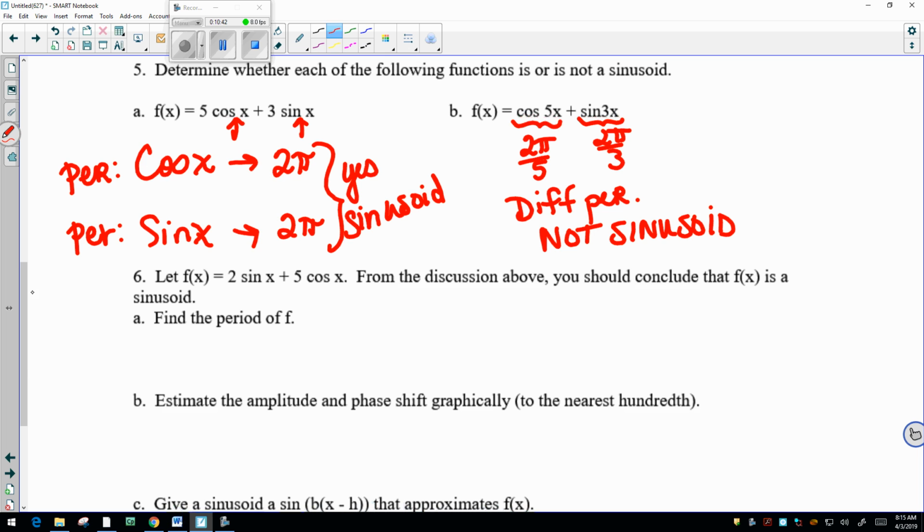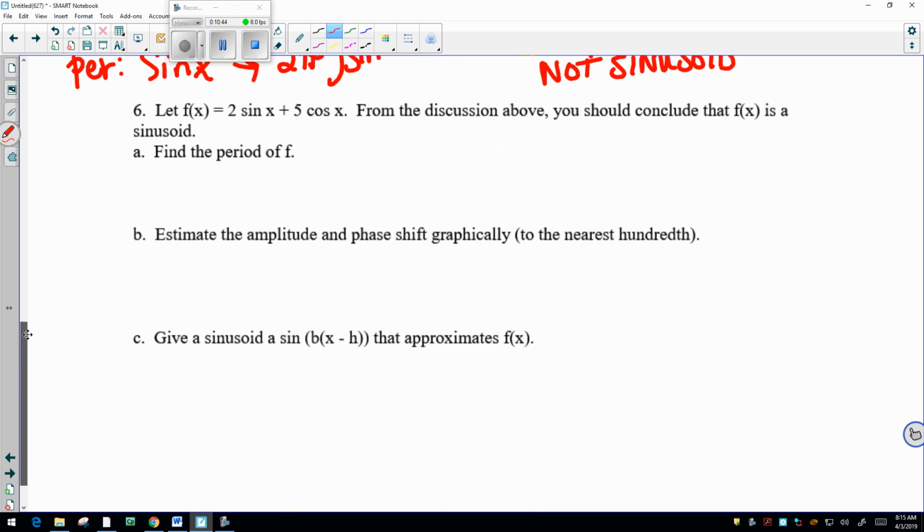Okay. So moving on. So we're going to take a look at this graph, and it says, from what we just talked about, we should be able to figure out that it's a sinusoid. B values are the same, so that's great. So what we want to do is say, all right, if it is a sinusoid, what would that function look like? Meaning, how could I write that function so it's only sine or only cosine? So the first thing that we want to do is find the period of that function.